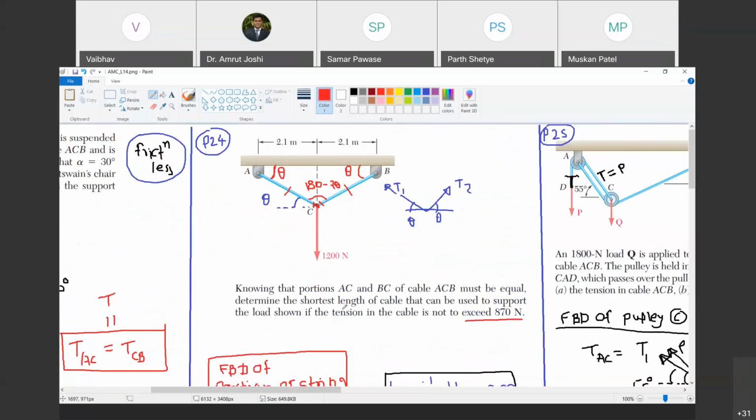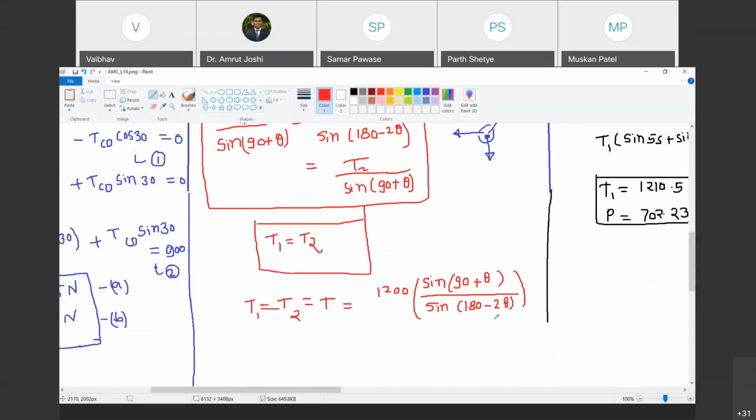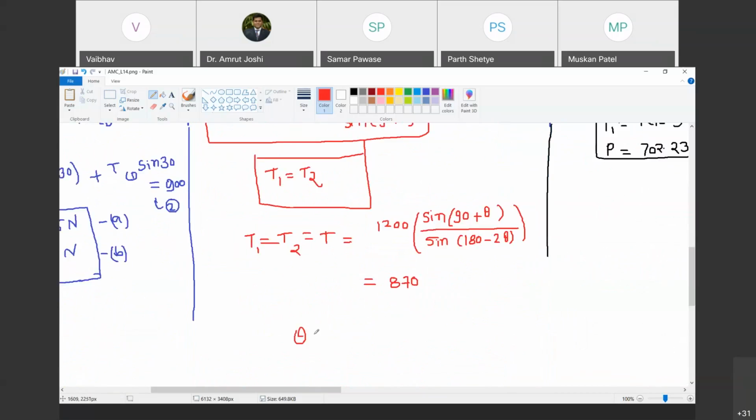And अब क्या बोला गया है? Tension in the cable should not exceed 870. तो ये T ज्यादा से ज्यादा 870 हो सकता है। कितना हो सकता है? 870 हो सकता है. Are you with me? So can you now get theta easily? So we have to obtain this theta. ये हम कल करेंगे theta.